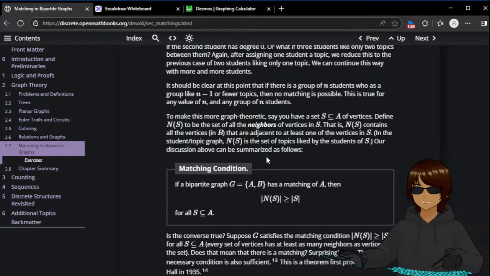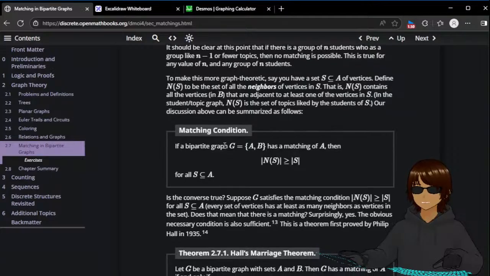Our discussion can be summarized as follows. In a bipartite graph G with parts A and B, if G has a matching of A, then the number of neighbors of S is greater than or equal to the number of elements of S, for all S which is a subset of A.